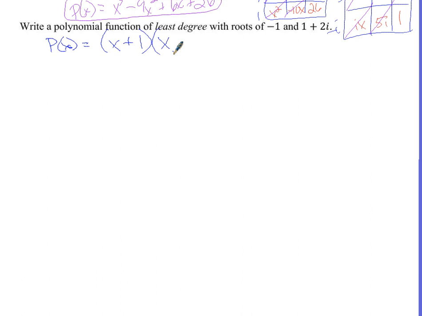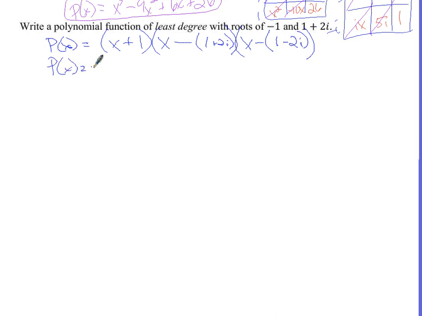x minus, parentheses, 1 plus 2i. x minus the root, times x minus 1 minus 2i, the conjugate of the root that I was given, using the conjugate root theorem. Now what? Okay, draw a box. Do I want to draw a box right now? I would really advise you to simplify that before you try to draw your box.